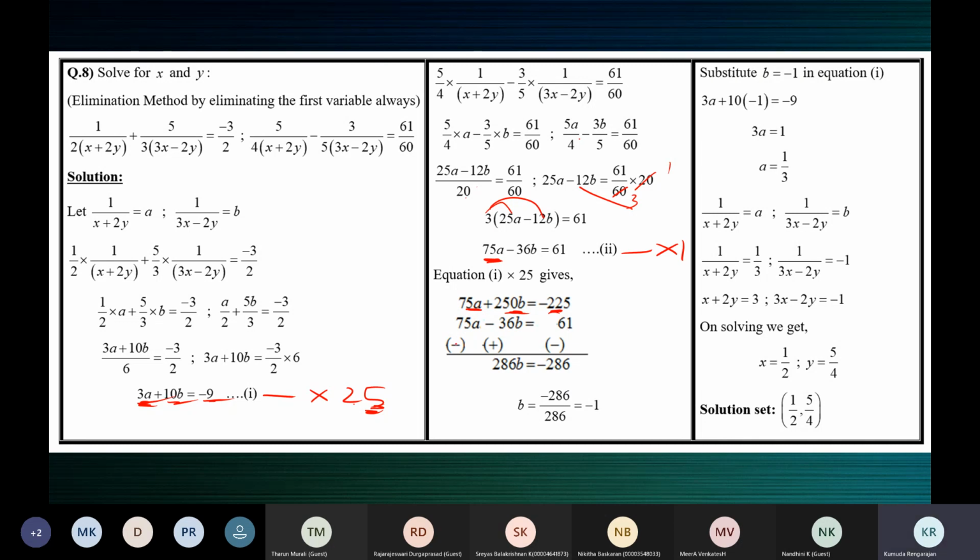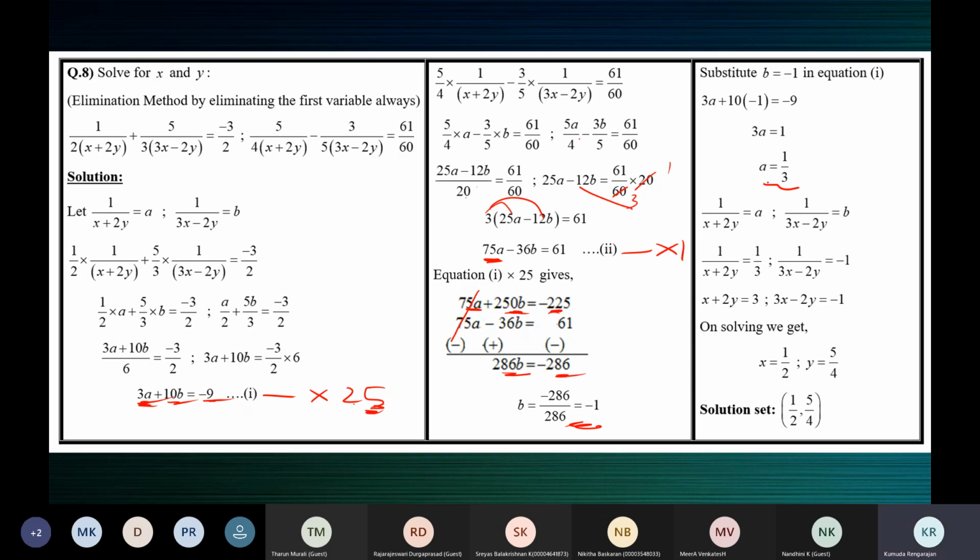Now to eliminate the first variable, you have to change the signs throughout. 75a minus 75a gets cancelled. 250b plus 36b, 286b. Minus 225 minus 61, take the new sign, minus 286. So on solving this, b is minus 1. Once you find b, find a immediately.